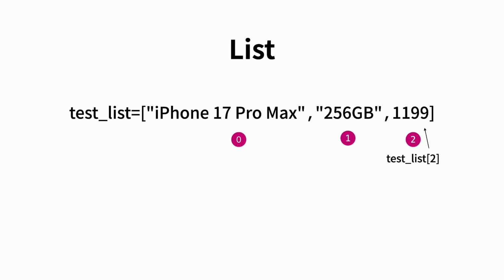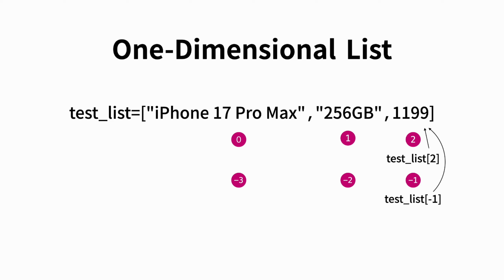In fact, we can also count from right to left. The last item is at position -1, the second to last at -2, and so on. So the last value in the list is 1199. Whether counting from the left or right, test list is a linear form of data. And a list like this can also be called a one-dimensional list.